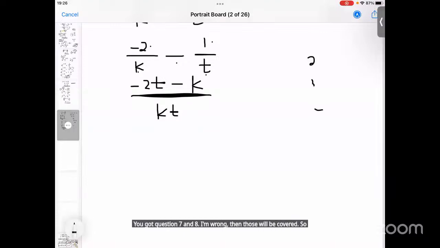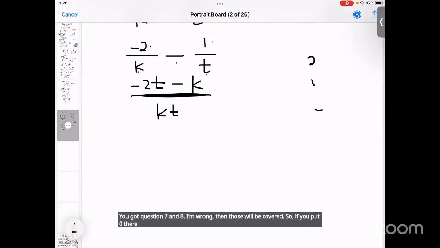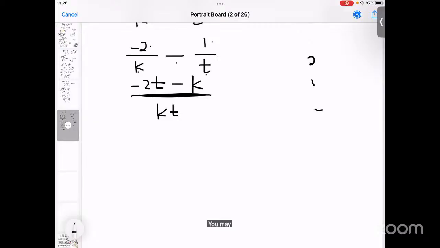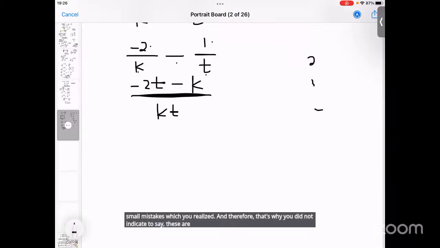So if you put 0 there, it tells me that you may have failed. But with you putting 0, it means you did fail, yes, but it's not like those questions were difficult. You just made small mistakes which you realized, and therefore that's why you did not indicate the questions that you got wrong.